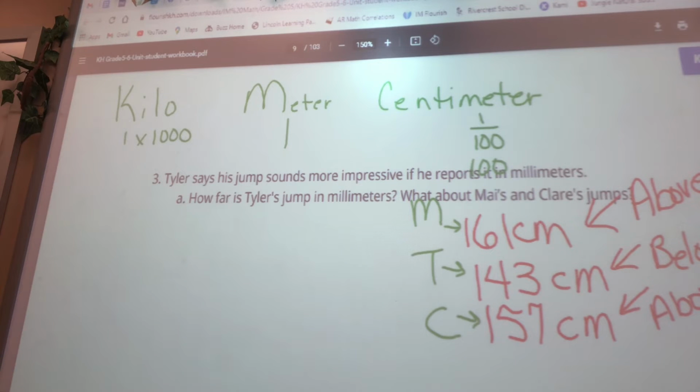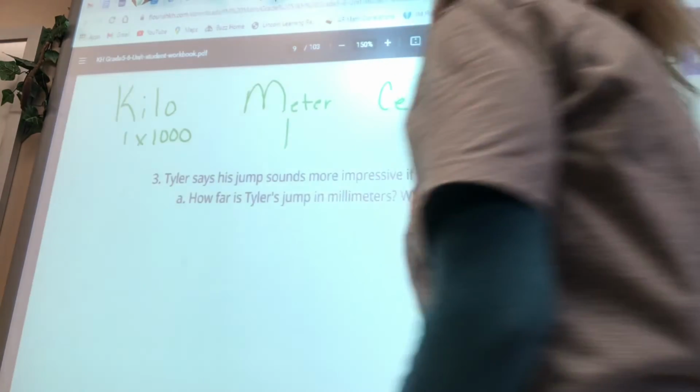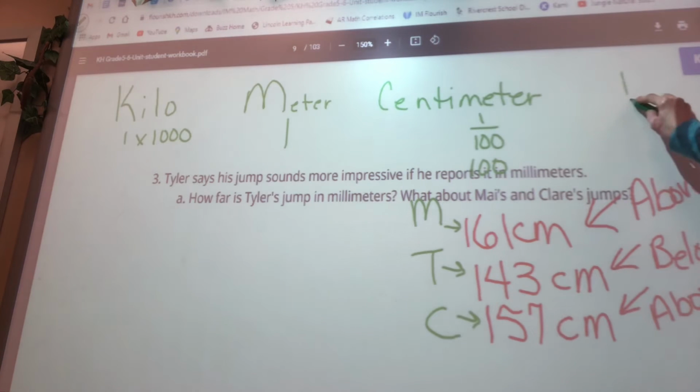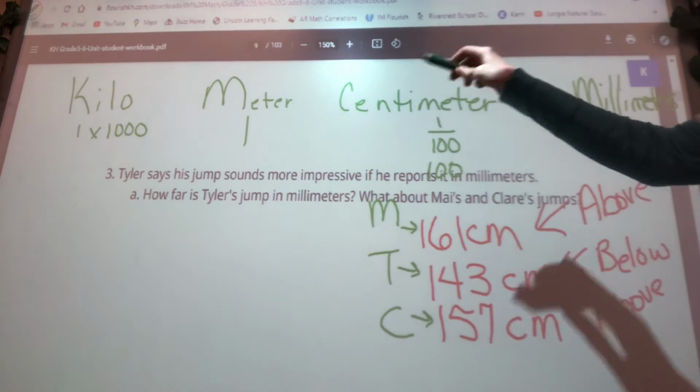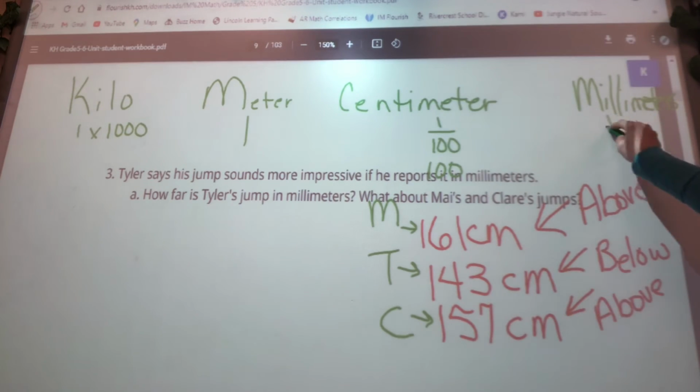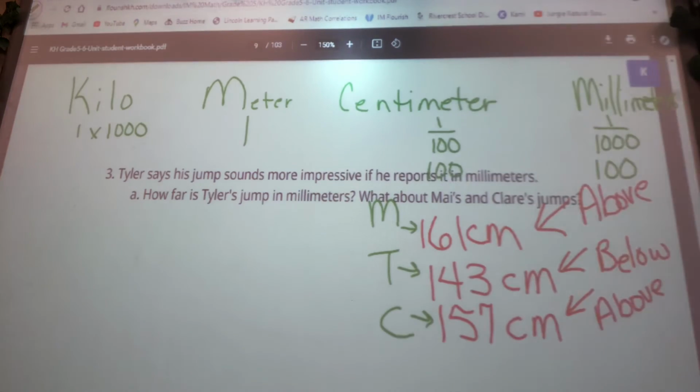Tyler says his jump sounds more impressive if he reports it in millimeters. Well, we hadn't talked about millimeters yet, but millimeters. Millimeters means, you know how centimeters was 1/100th of a meter? Millimeters are 1,000th of a meter. So it would take 1,000 millimeters to equal 1 meter.